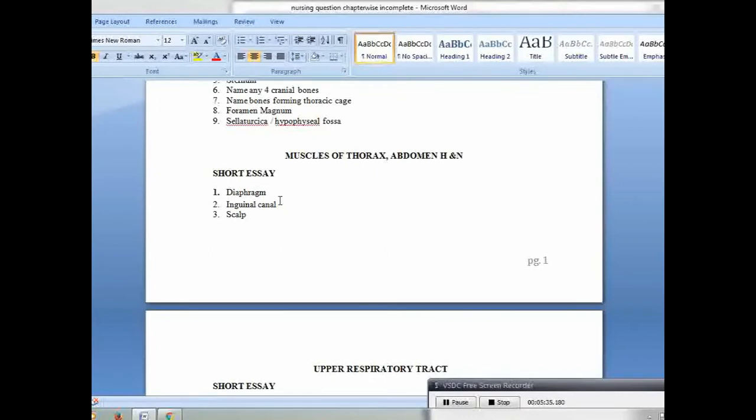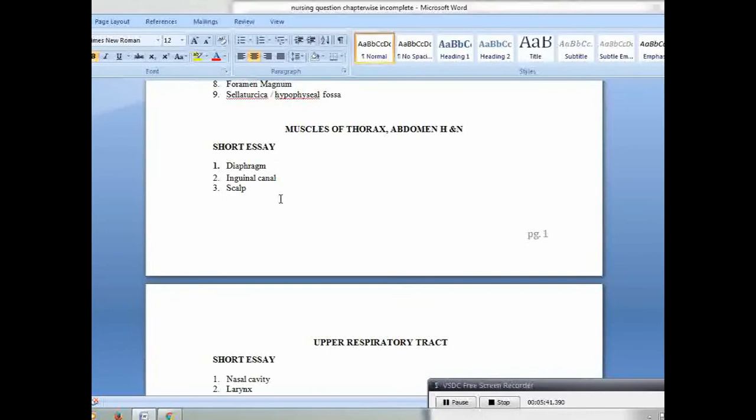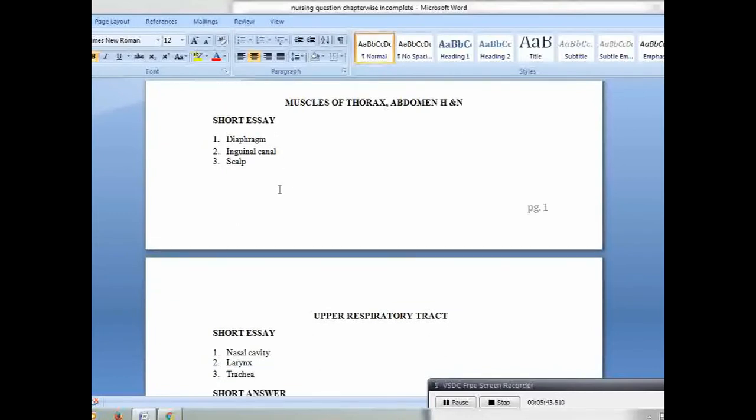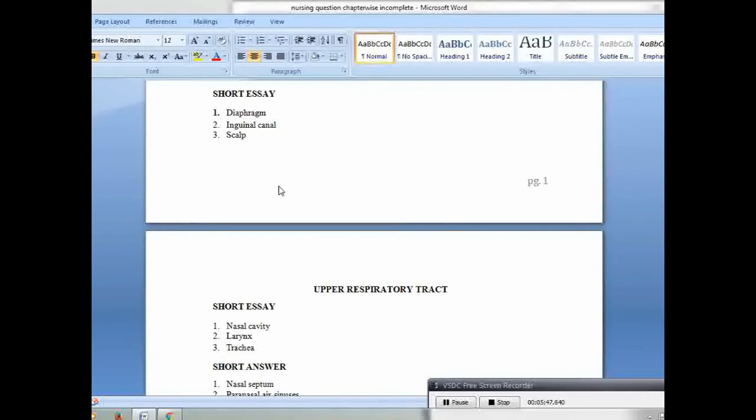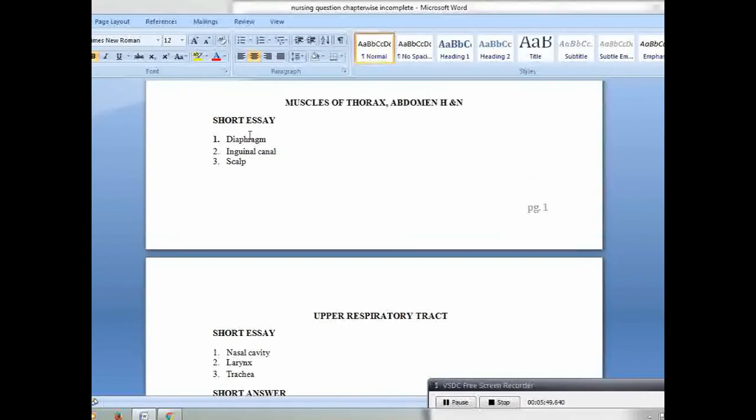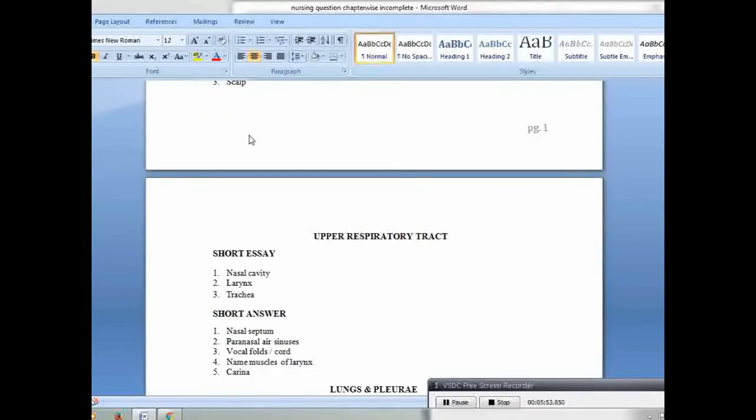Scalp. Here you need to mention the different layers of the scalp and the clinical aspects of each layer. If you write, it will be better. And the dangerous layer of the scalp, that is the fourth layer. You need to mention more about that, right? Because it is a dangerous layer, as you have emissary veins in it. So you need to mention that.